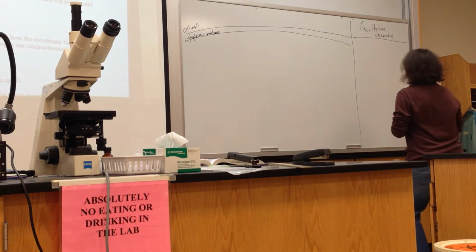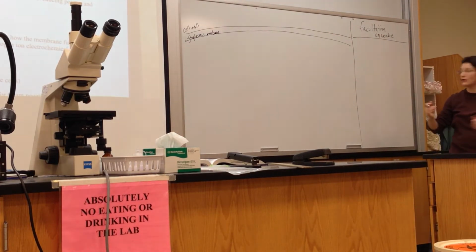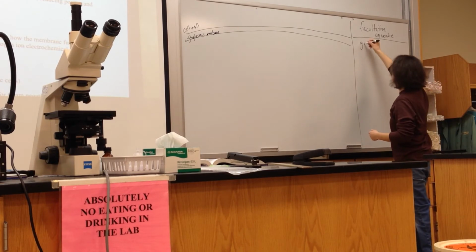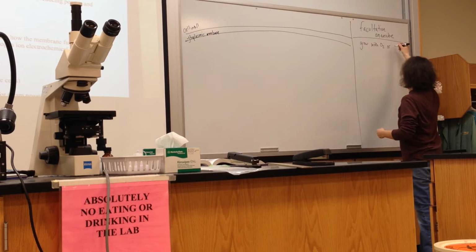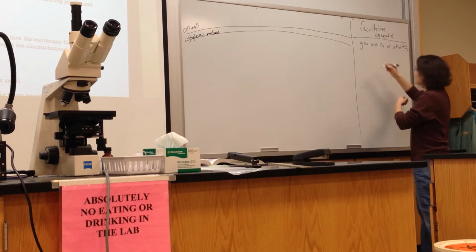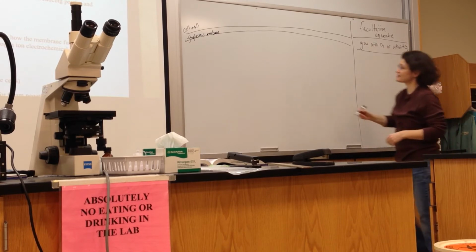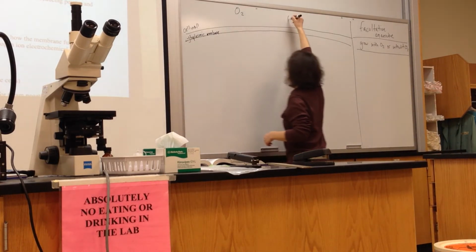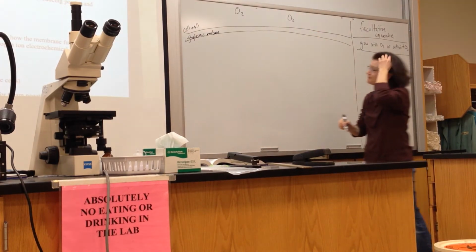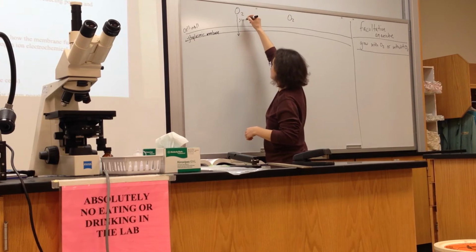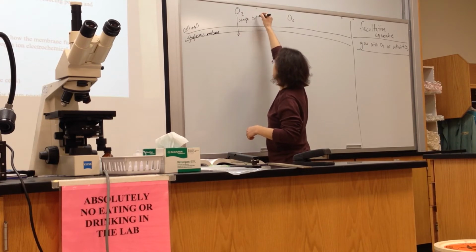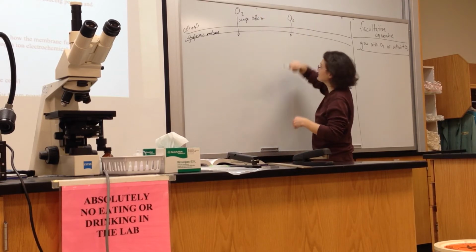Our facultative anaerobe, you guys know already, can grow with oxygen or without oxygen. So let's assume that there's oxygen in our environment first. Oxygen can transport across the cytoplasmic membrane by simple diffusion. There you go, simple diffusion.